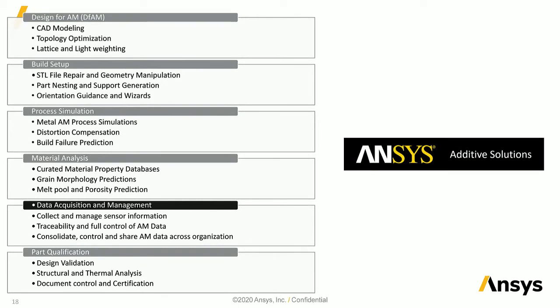All right, so as far as all the different tools that we have available, we have design for additive manufacturing, so that's essentially the topology optimization, the latticing and lightweighting. At the build setup, we have the ability to repair STL files, create support structures, and then essentially properly orient our part on our build plate. And I'll go over a few of these in later slides.